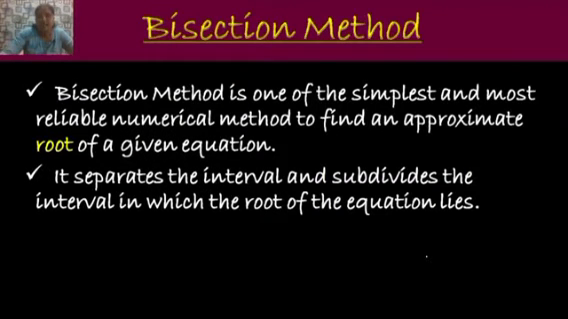In this video, let me explain how to find the solution of algebraic and transcendental equations using the bisection method. It is one of the simplest and most reliable numerical methods to find the root of the given equation. Based on the name itself, you understand that bisection means it divides the interval into two equal halves to get the root of the equation. That is, it separates the interval and subdivides the interval in which the root of the given equation lies.